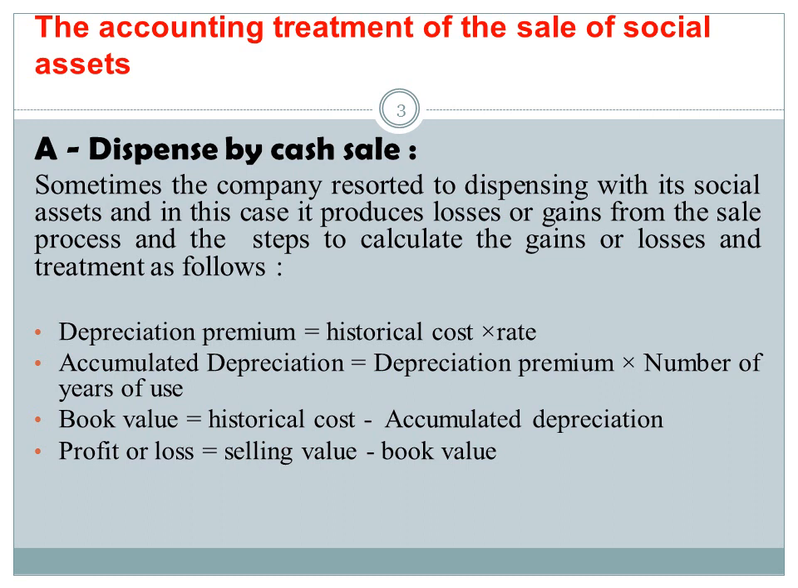First, depreciation premium equals historical cost multiplied by rate, or divided by useful life. Accumulated depreciation equals depreciation premium multiplied by number of years of use. Book value equals historical cost minus accumulated depreciation. Profit or loss equals selling value minus book value.